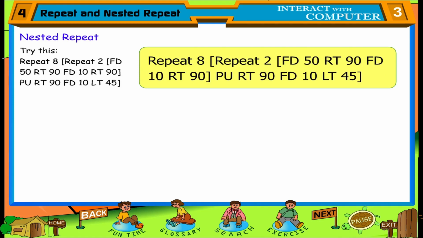Try this. Repeat 8. Start a square bracket and write repeat 2. Start another square bracket and write FD50, RT90, FD10, RT.